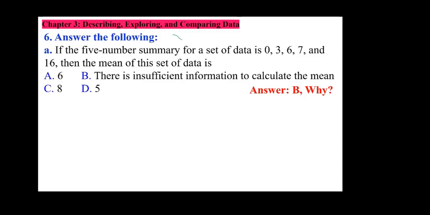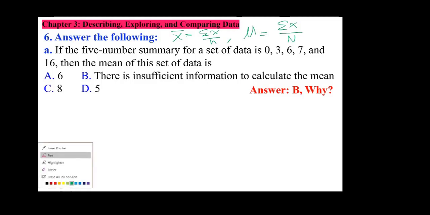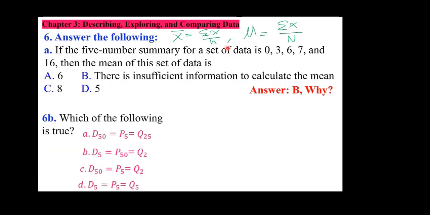If it's a sample, x bar equals summation of x over n. If it's a population, summation of x over capital N. What does it mean? In order to calculate the mean, you need to know each and every one of the values. We don't have it, therefore we don't have enough information to answer.